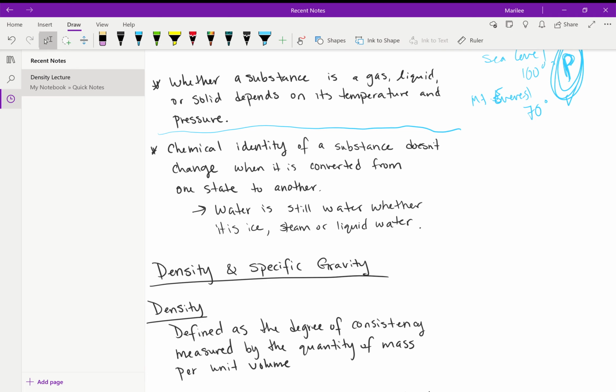Another important point, chemical identity of a substance doesn't change when it is converted from one state to another. So water is still water even if it's ice, or boiling water turns into steam, or your liquid water, it's still water. You still have H2O. 2 hydrogens per oxygen.